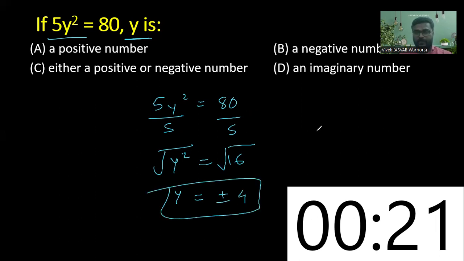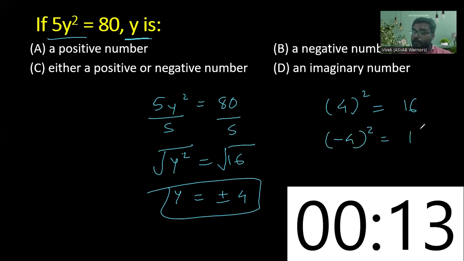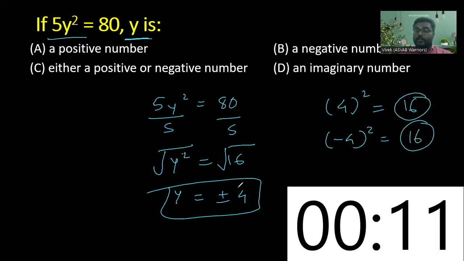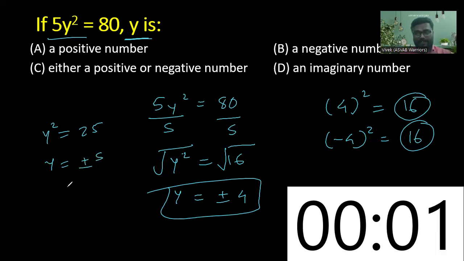Why? Because the square of 4 is also 16 and the square of negative 4 is also 16. So any number that you get, let's say if it was y square is equal to 25, that means y can be either positive 5 or negative 5. Okay, so option C is correct. I hope you guys understood it.